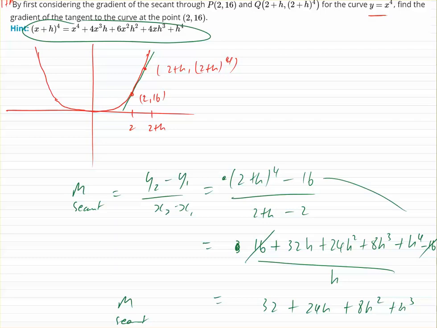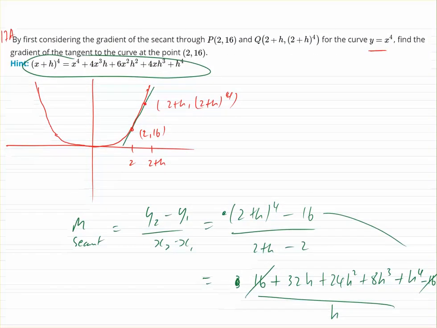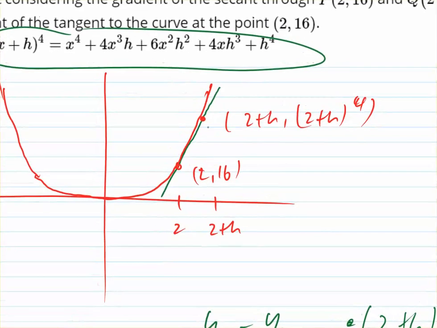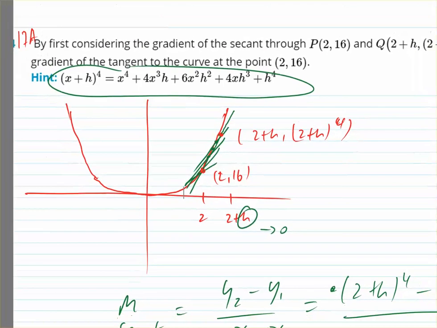Now, remember, looking back at this graph, remember what happens if the value of h gets smaller and smaller and smaller and goes to 0. This point actually moves closer and closer to the first point. Okay, so essentially what's happening is the gradient of the secant as h goes to 0 becomes closer and closer to the gradient of the tangent until it does become the gradient of the tangent.